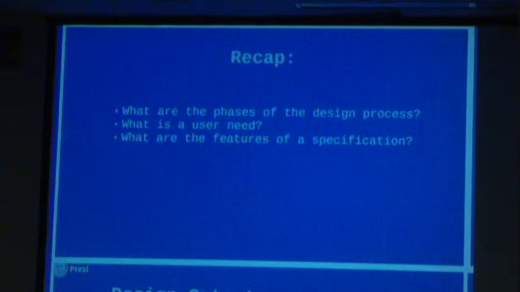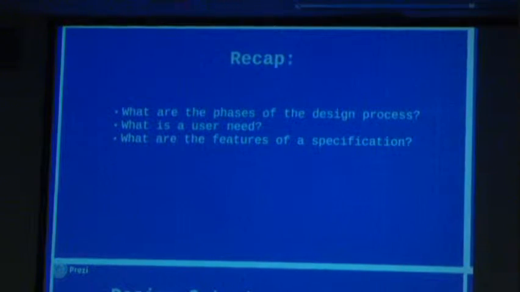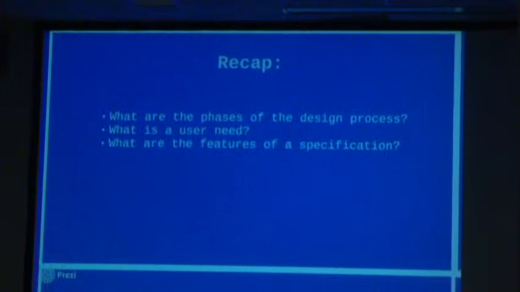So if you're talking about a car, it should be able to drive forward and backward, and you should be able to steer. You should be able to put people inside of it. Those are the basic features. So those are user needs. What about a specification? You said you were in the specification lecture. What is a specification?